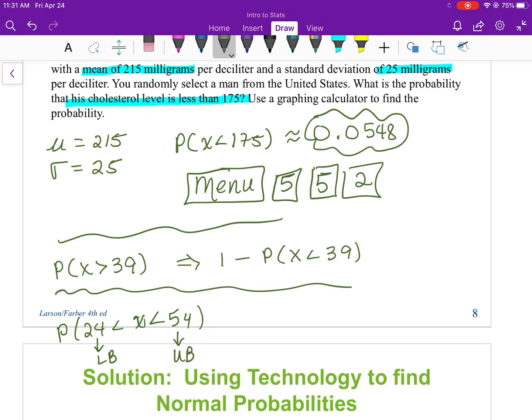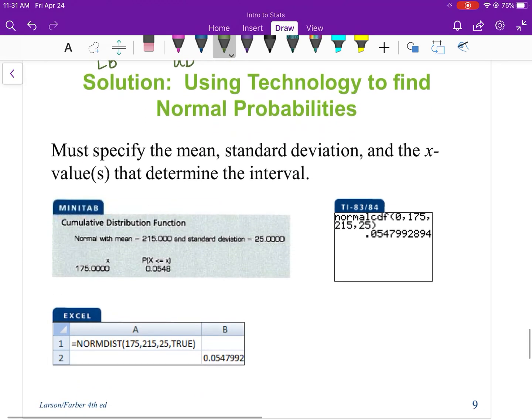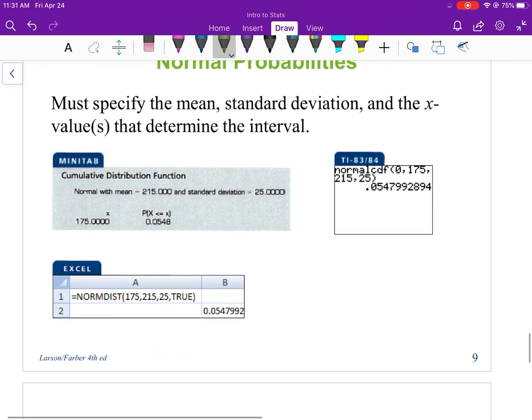Okay. That's it for your notes. I just left this slide on here to show you a few other programs and calculator directions, but that's it for the notes.